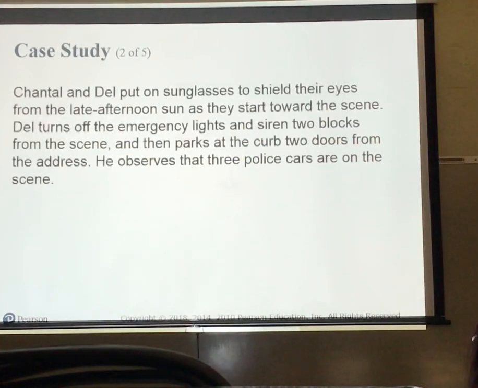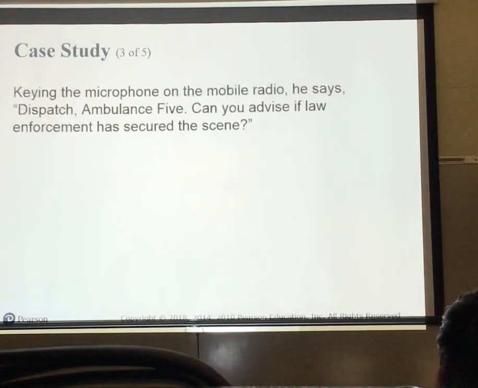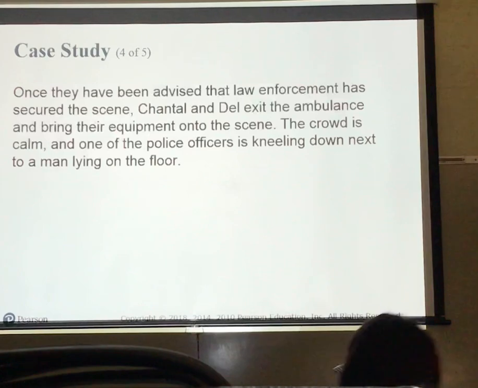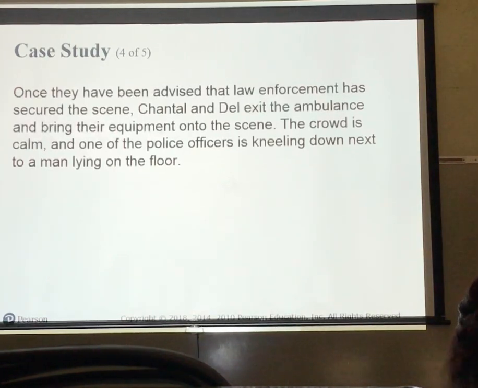Alright, Chantal and Dale put on sunglasses to shield their eyes from the late afternoon sun as they start towards the scene. Dale turns off emergency lights and sirens 2 blocks from the scene, then parks at the curb 2 doors from the address. He observes that 3 police cars are on the scene. Keying the microphone on the mobile radio, he says, "Dispatch, ambulance 5, can you advise if law enforcement has secured the scene?" Once they have been advised that law enforcement has secured the scene, Chantal and Dale exit the ambulance and bring their equipment onto the scene.